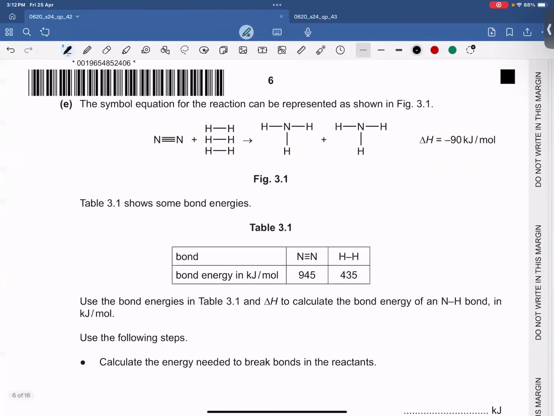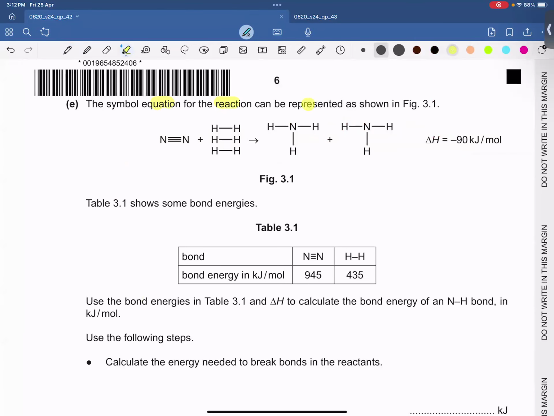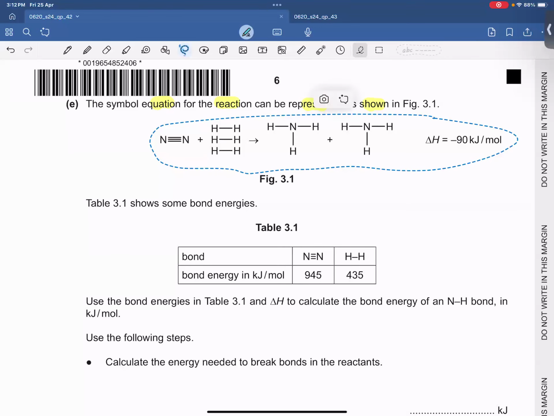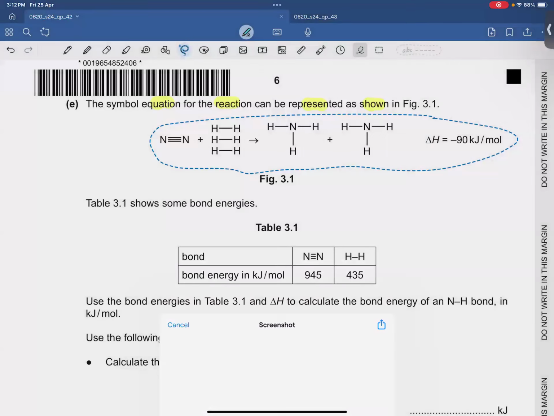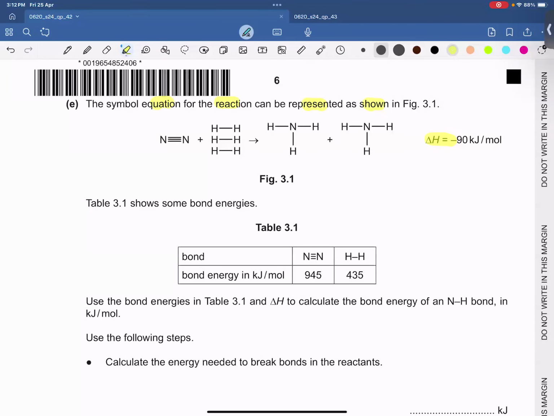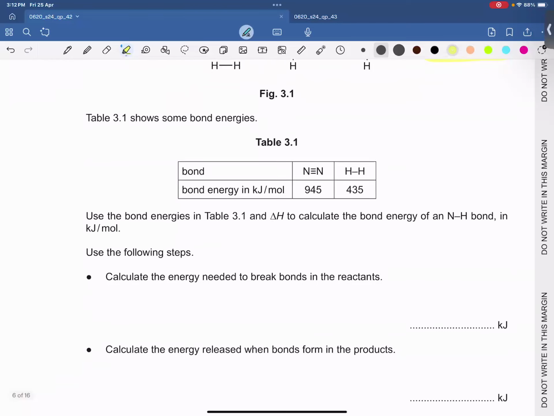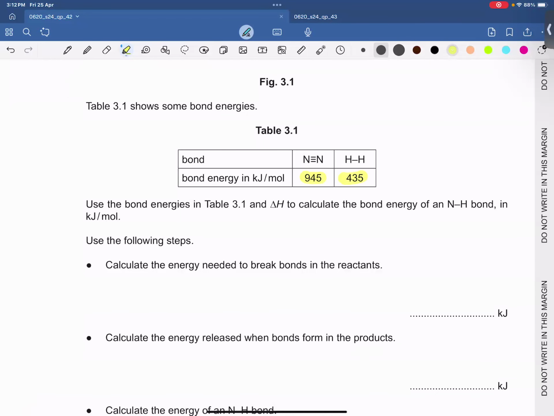Next, the symbol equation for the reaction can be represented as shown. I believe we have done this question in the class. By the way, the forward reaction is exothermic, so delta H is minus. Bond energy values are given. Use the bond energy in the table and delta H to calculate the bond energy of the N-H bond in kilojoules per mole. Calculate the energy needed to break bonds in the reactants.